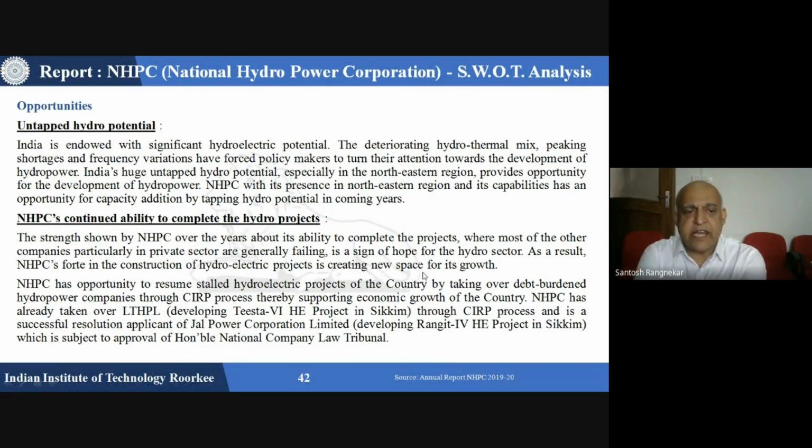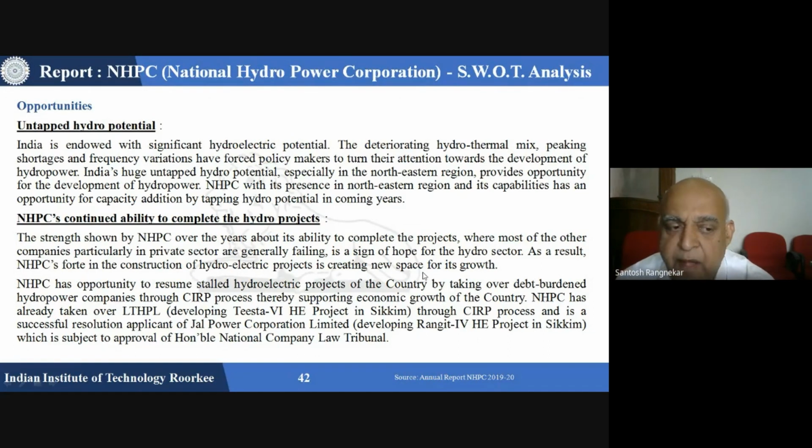The NHPC is endowed with significant hydroelectric potential. The hydrothermal mix, peaking shortage and frequency variations have forced policymakers to turn their attention towards the development of hydropower. India's huge untapped hydro potential, especially in the northeastern region, provides opportunity for the development of hydropower. NHPC, with its presence in the northeastern region and its capabilities, has an opportunity for capacity addition by tapping hydro potential in the coming years.